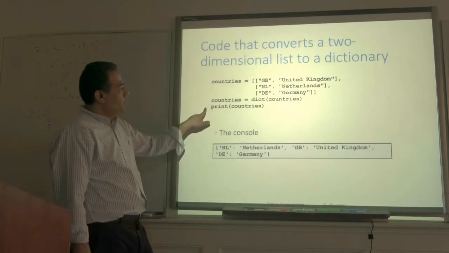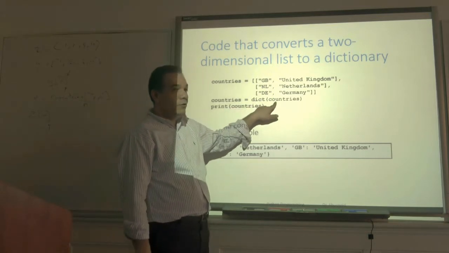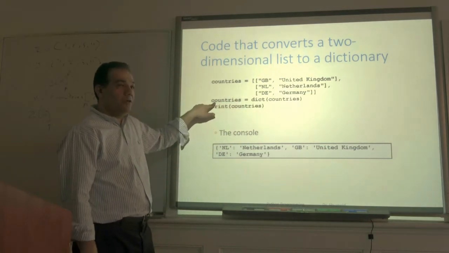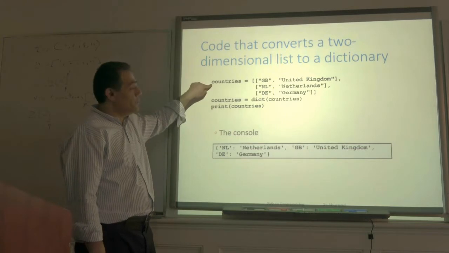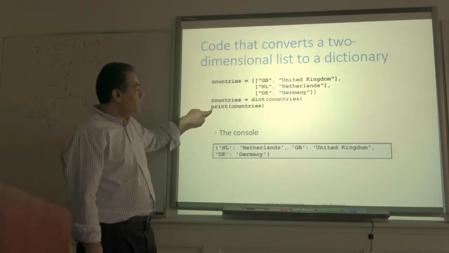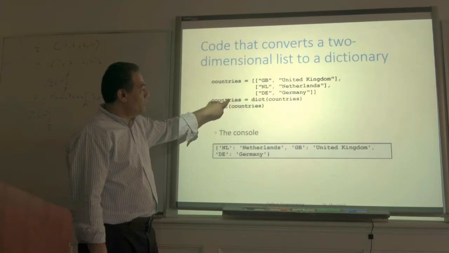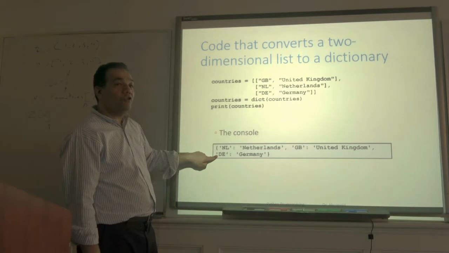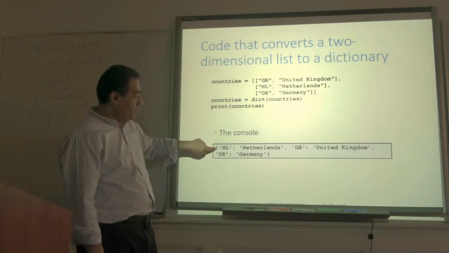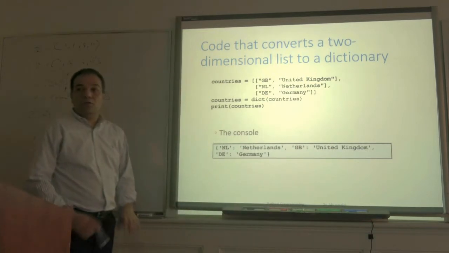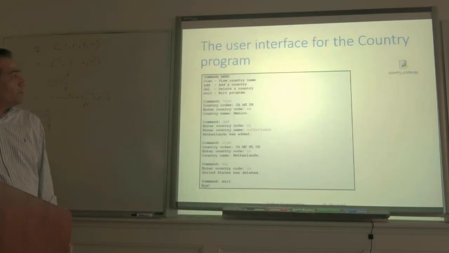So what I did in here, I converted it to a dictionary. So countries in here is a dictionary. Countries in here is a list. If I print countries now, after the conversion, how will it print it for me? As a dictionary, not a list. So NL, whatever, GB. Okay? So you pay attention to these things.